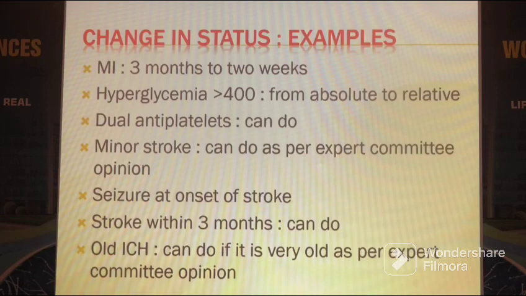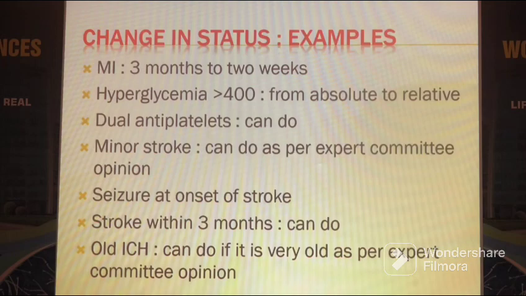Similarly, hyperglycemia of more than 400 used to be an absolute contraindication. Now it is a relative contraindication. We know that the outcomes are not as good in patients with hyperglycemia, and bleeding tendency is slightly more, but still it is not an absolute contraindication now.